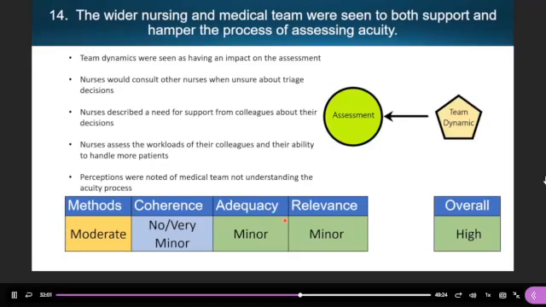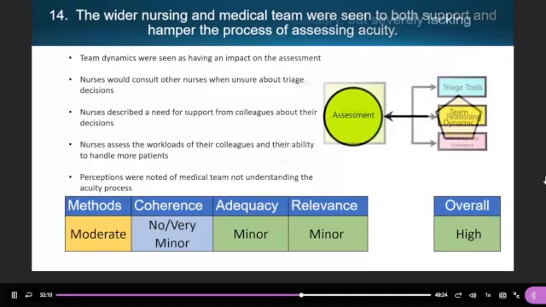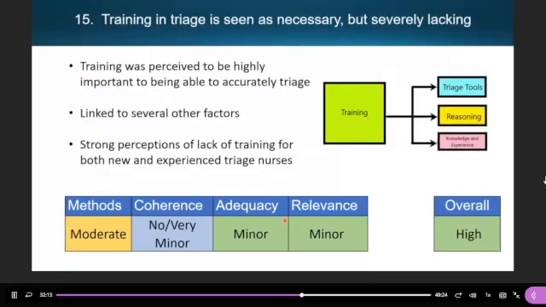Perceptions were noted of the medical team not understanding the acuity assessment process, resulting in conflicts between nurses and doctors over how sick the patient was. Training in triage is seen as necessary, but severely lacking. Many nurses talked about how important training was to them, and it was linked to several other factors, including triage tools, reasoning, and knowledge and experience. However, there are strong perceptions from every paper that talked about training that the training given was not good enough, whether for new nurses first coming into triage or for experienced triage nurses in terms of refreshers and documents and policies.